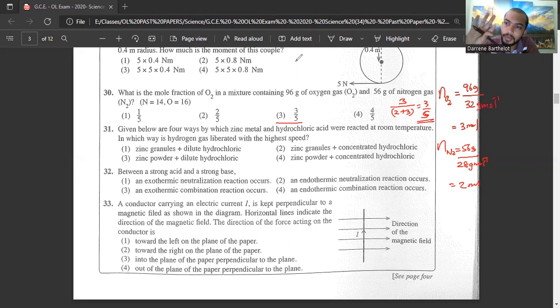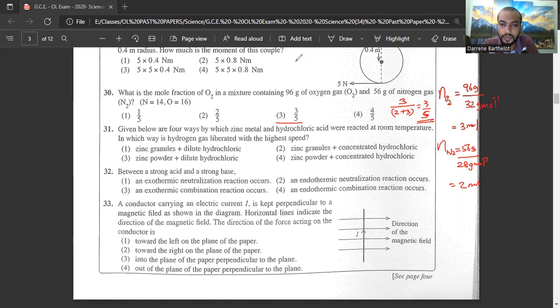What are they? Number 1 is surface area. When surface area increases, rate of reaction increases. Next one is temperature. When temperature increases, rate of reaction increases. Another one is the concentration. So when concentration increases, rate of reaction increases. And the fourth one is catalyst, right? So in the presence of a catalyst, the rate of reaction increases.